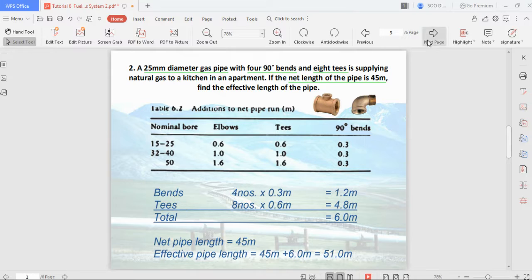So for this question 2, you have to find out what is the additional length of net pipe run added due to your bends and tees. You have the number of bends and tees, multiply them with the value you find in table 6.2 for the tees and the bends, and then you total them up together, and then you add it to your net length of pipe run, which is 45 plus 6, you get 51 meters. So this is how you answer question 2.